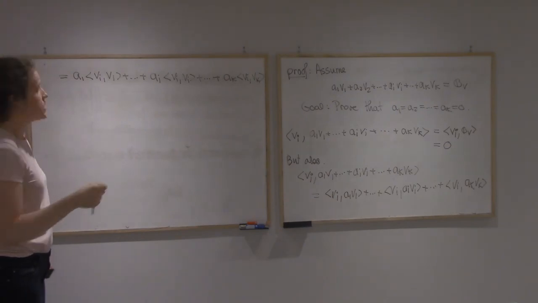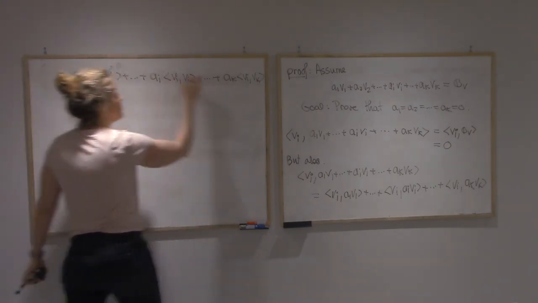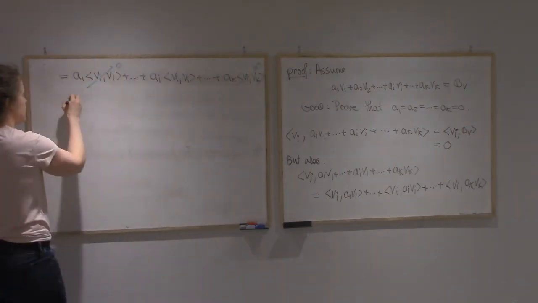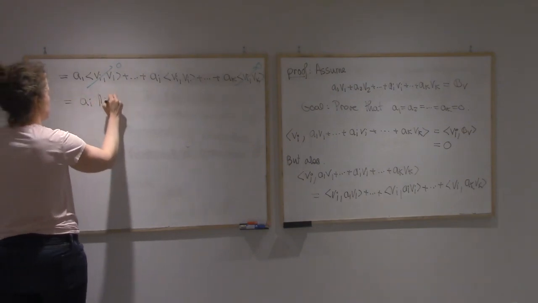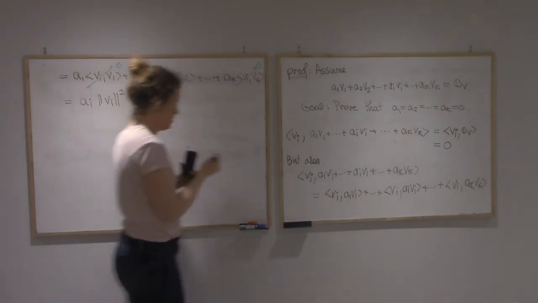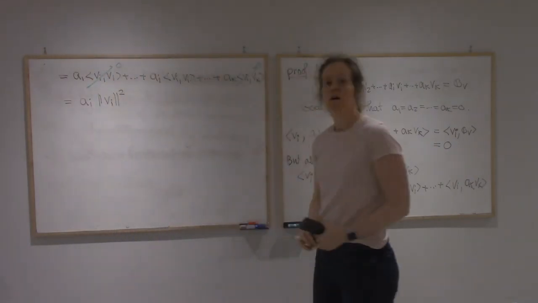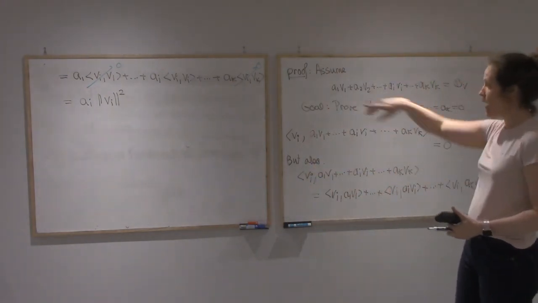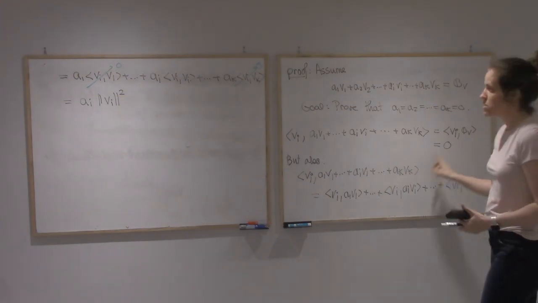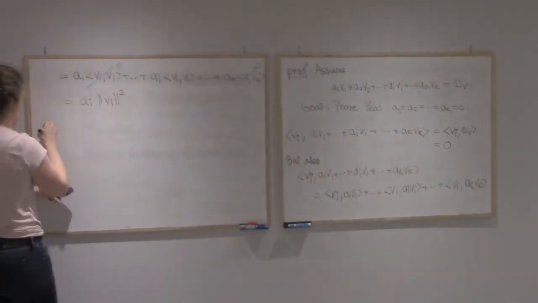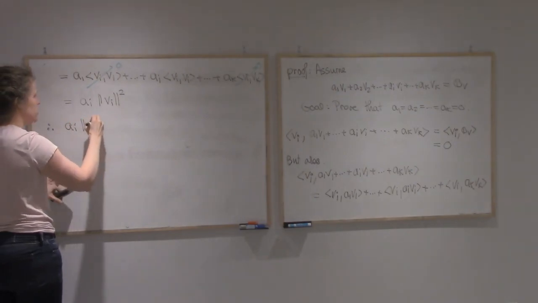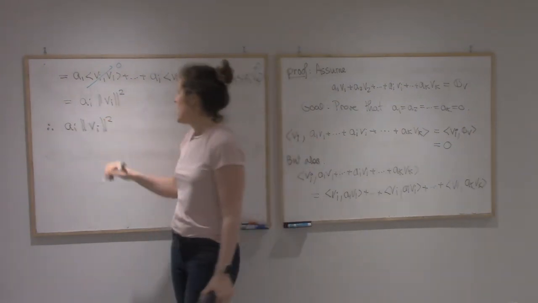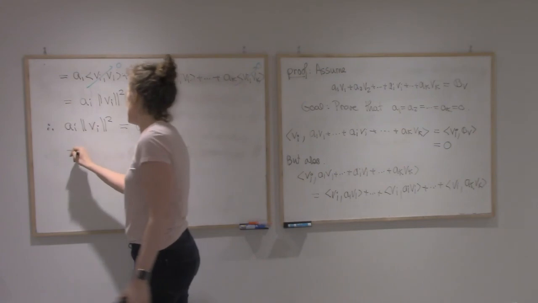Since it's an orthogonal set, all of these are zeros, except for this one. So here I'm getting Ai times the length of Vi squared. Remember that Vi wasn't 0, and so at this point I get Ai times the length of Vi squared equals 0. So I found two different ways of computing this inner product. One gave me 0, one gave me Ai times the length of Vi squared, so that gives you 0.